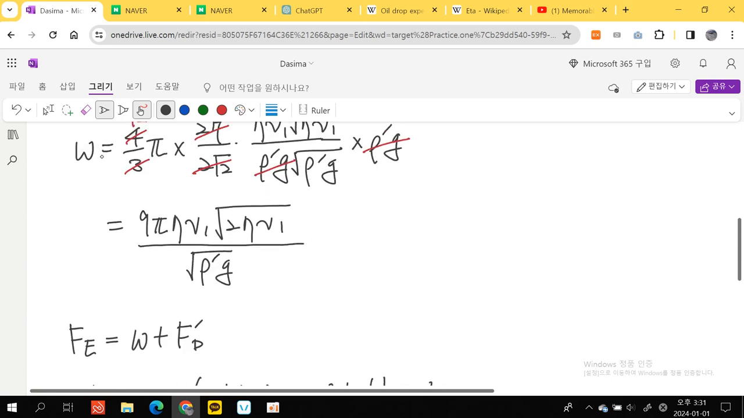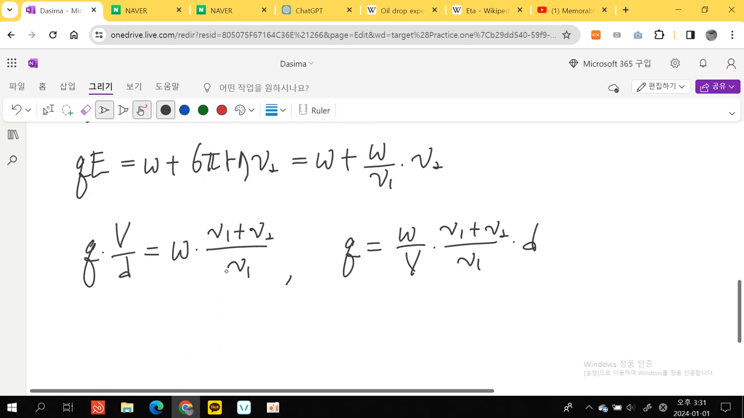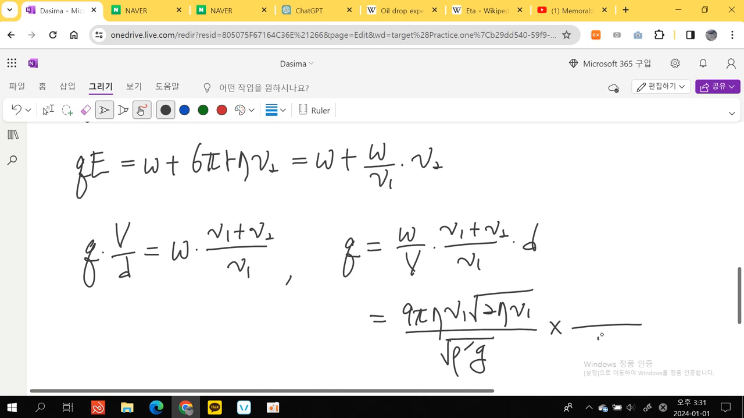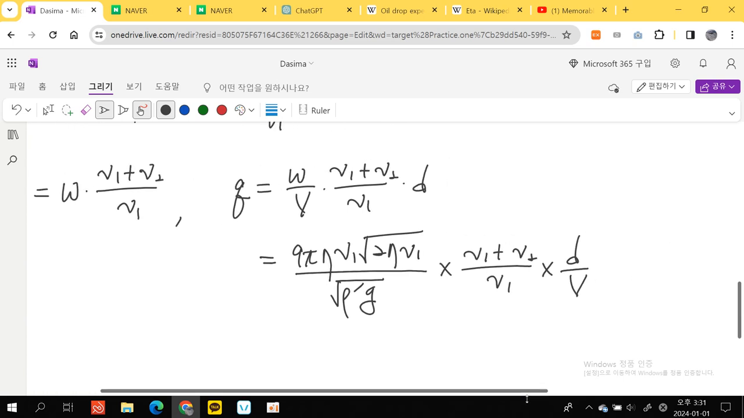And if we use the expression for the weight of the oil drop in the first situation, the electrical charge is determined with this expression.